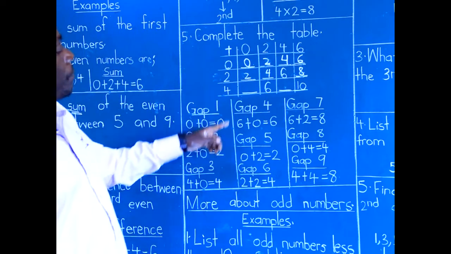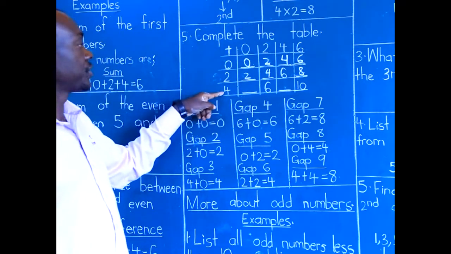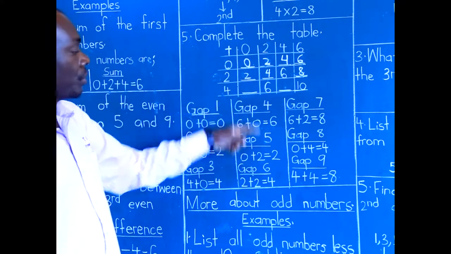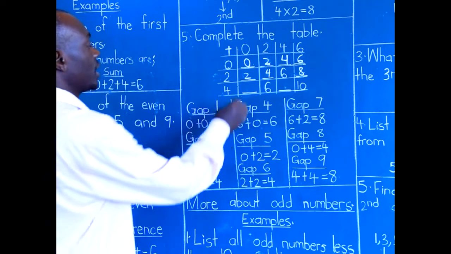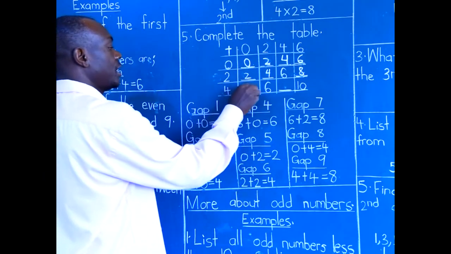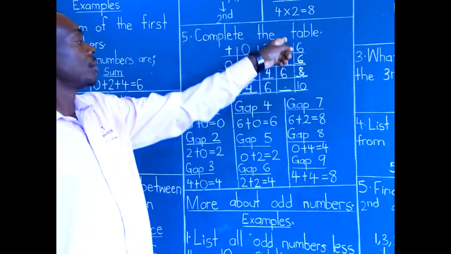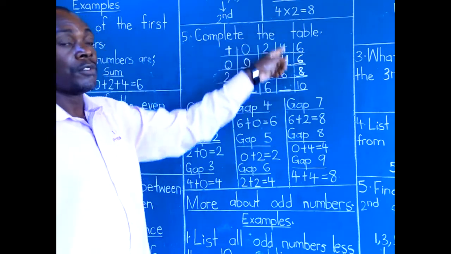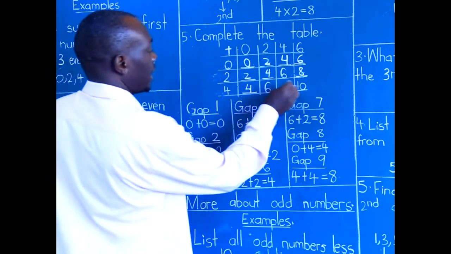We go to gap number 8. Gap 8 is going to be 0 plus 4. So here you write 0 plus 4 is equal to 4, and write 4 here properly. Then the final gap is gap number 9. It's going to be 4 plus 4, which is equal to 8.